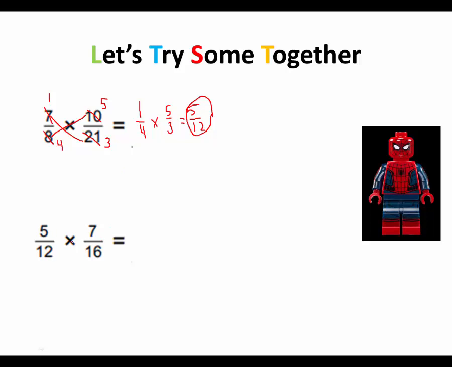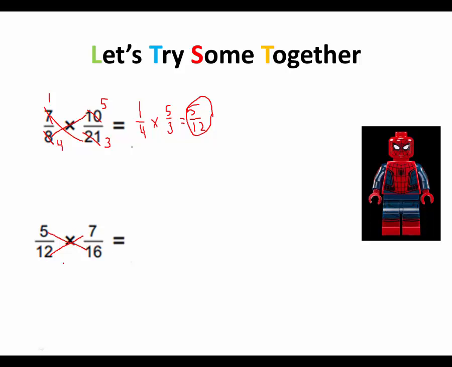Same with 5/12 times 7 over 16. Again, if I do 12 times 16, I'm going to get a pretty big answer. And I don't like working with big numbers. So again, I'm going to see if I can cross simplify. Is there a number that can go into 5 and into 16 that is the same? We have to ask ourselves that question. And in this case, there isn't. So 5 and 16 have to stay those numbers because there isn't one that can go into both.